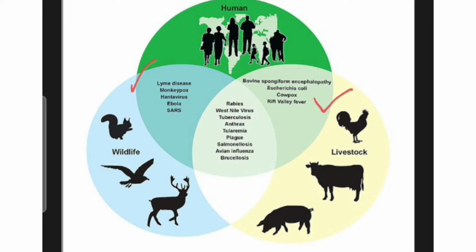And there are some diseases that can happen to all. These are rabies, West Nile virus, tuberculosis, anthrax, tularemia, plague, salmonellosis, avian influenza, etc. So here you can see diseases can be transmitted from wildlife to humans, and from livestock to humans also. They are related and can be spread, and vice versa.